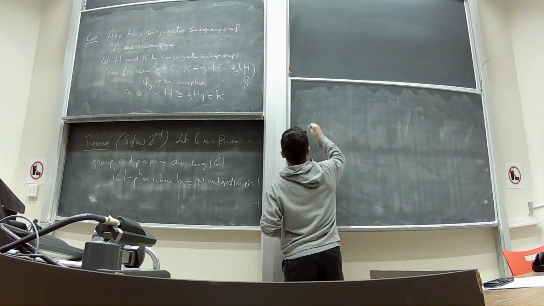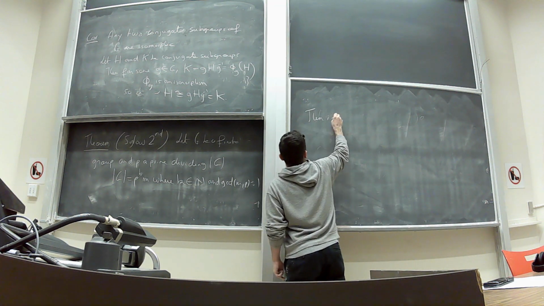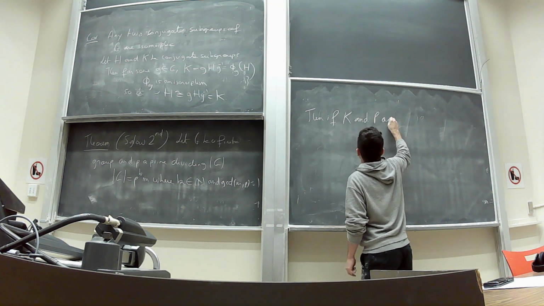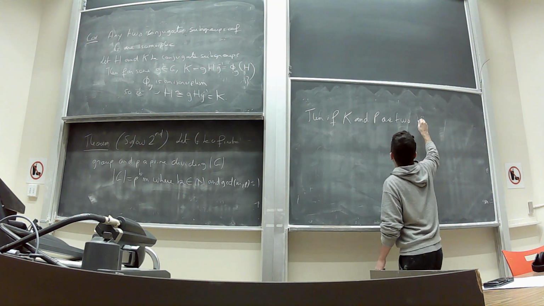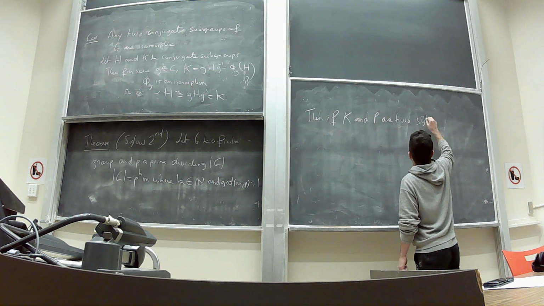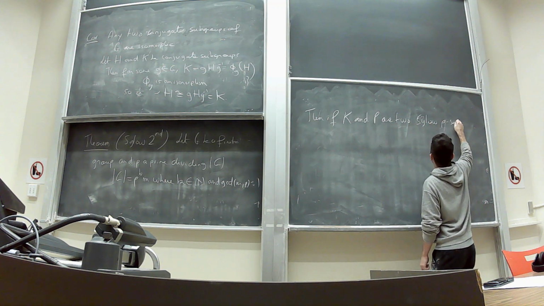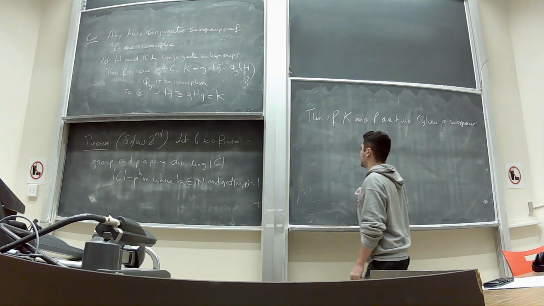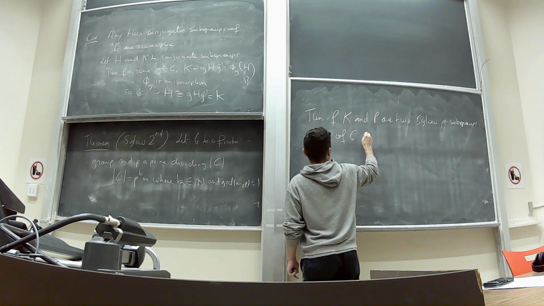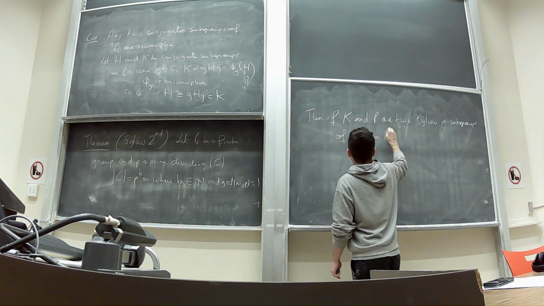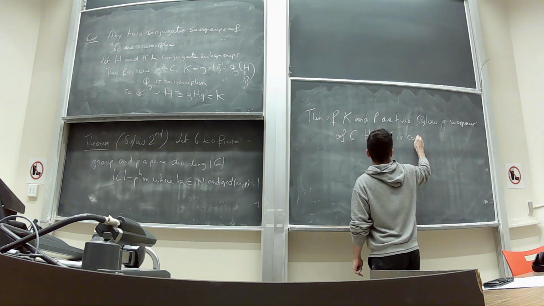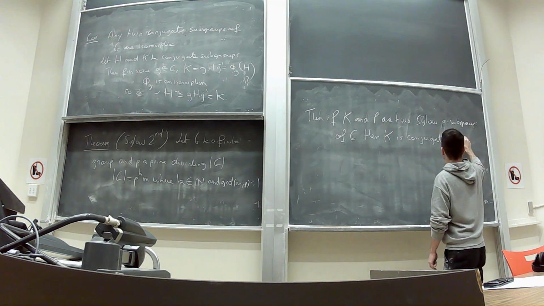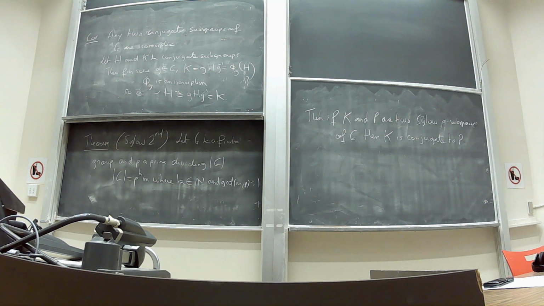Then, if K and P are two Sylow p-subgroups of G, then K is conjugate to P. Very strong statement.